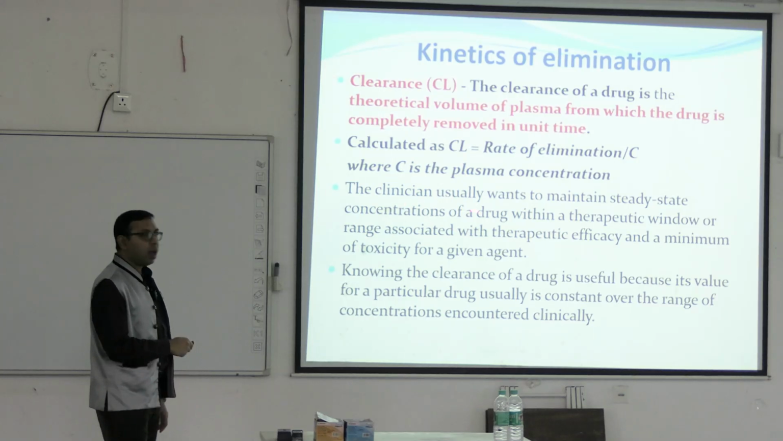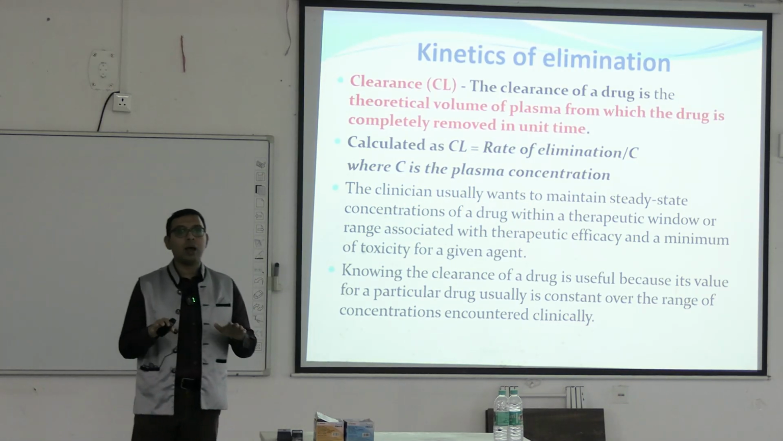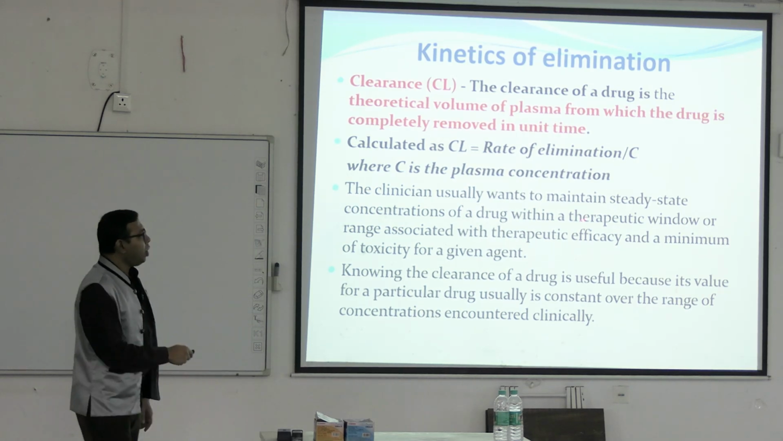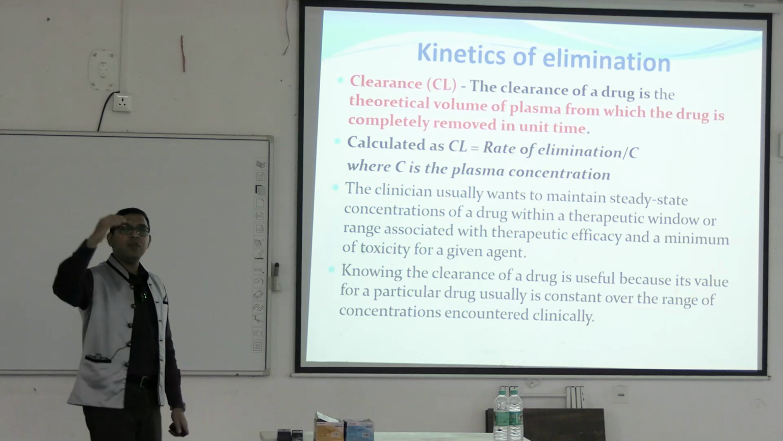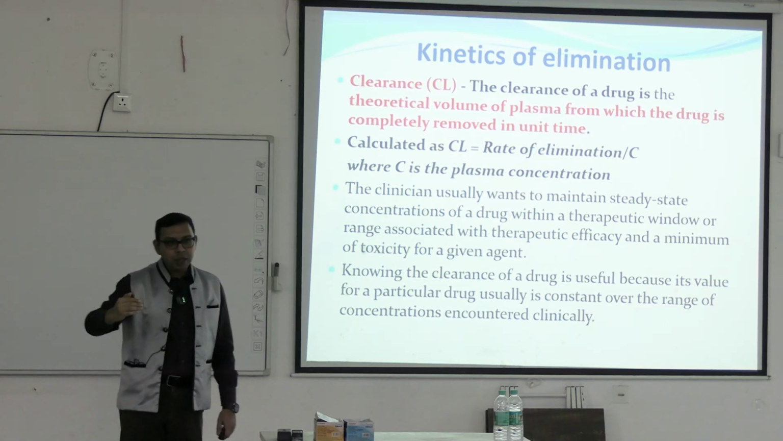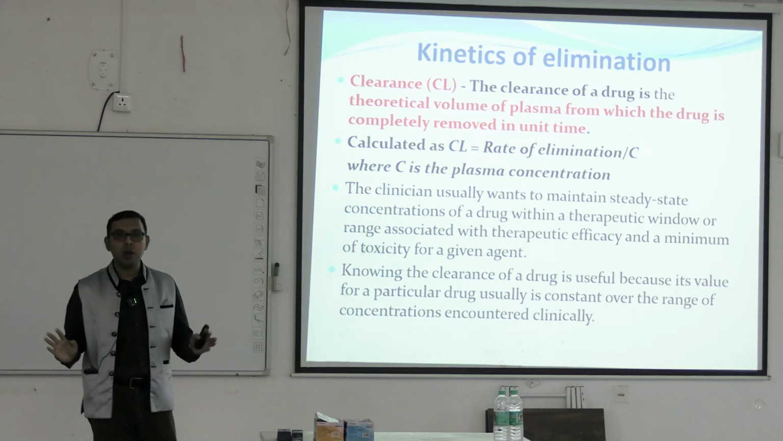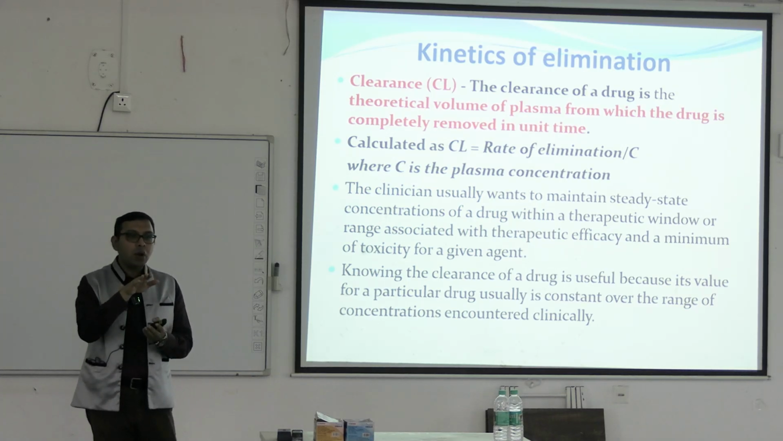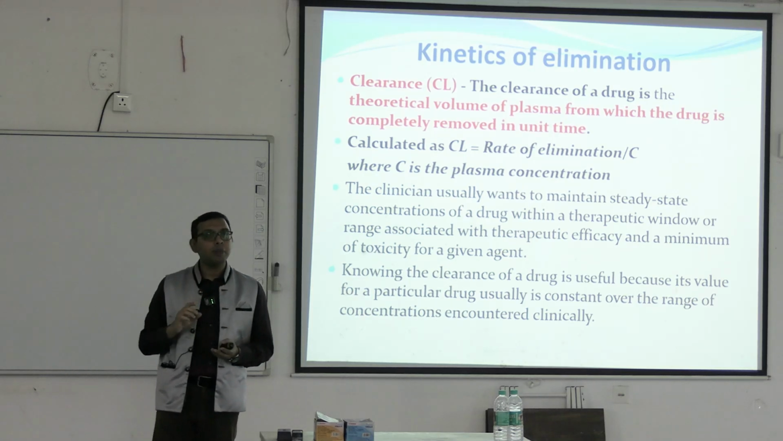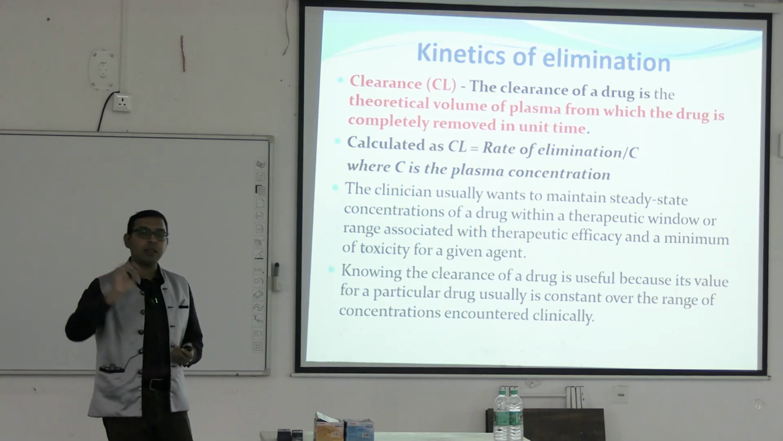The clinician usually wants to maintain a steady state concentration of the drug. We want the drug to be in the steady state within the plasma, within a therapeutic window. That is, if it is greater than the therapeutic window, there will be toxicity of the drug. If it is less than the therapeutic window, there will be a subtherapeutic effect, that is, no effect will happen. So there will be a window-like phenomenon, the therapeutic window, within which the plasma concentration of the drug should be, so that there will be maximal efficacy and safety.